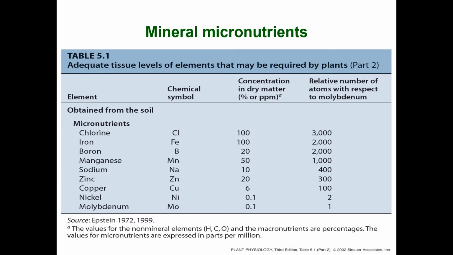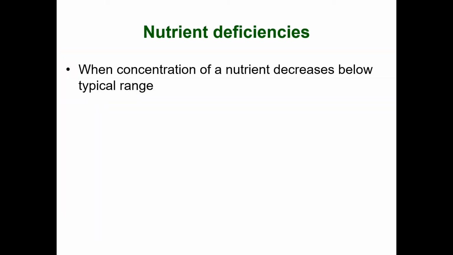Here is the list of micronutrients showing you that the concentrations of these elements are remarkably low, but they remain essential. There's critical aspects of each of these within plant functioning. So when the plant doesn't have enough of one of these elements, when concentrations of a nutrient decrease below the typical range, that's when we start to see nutrient deficiencies.